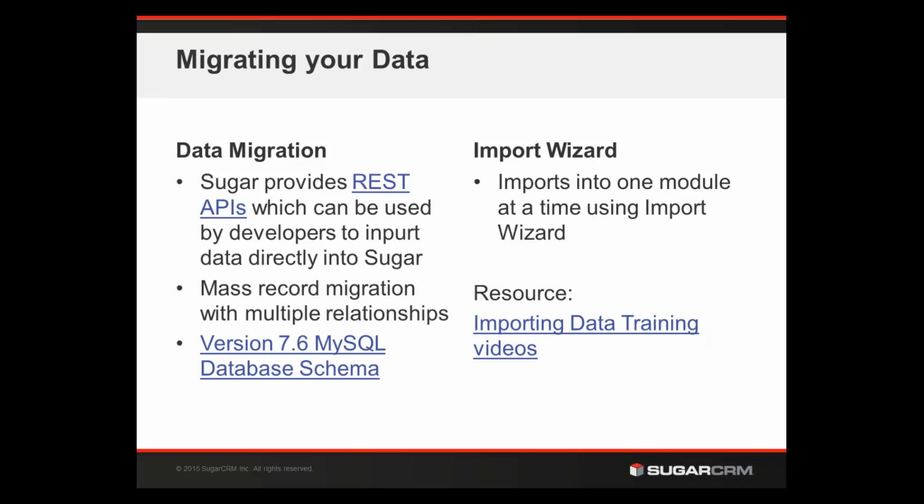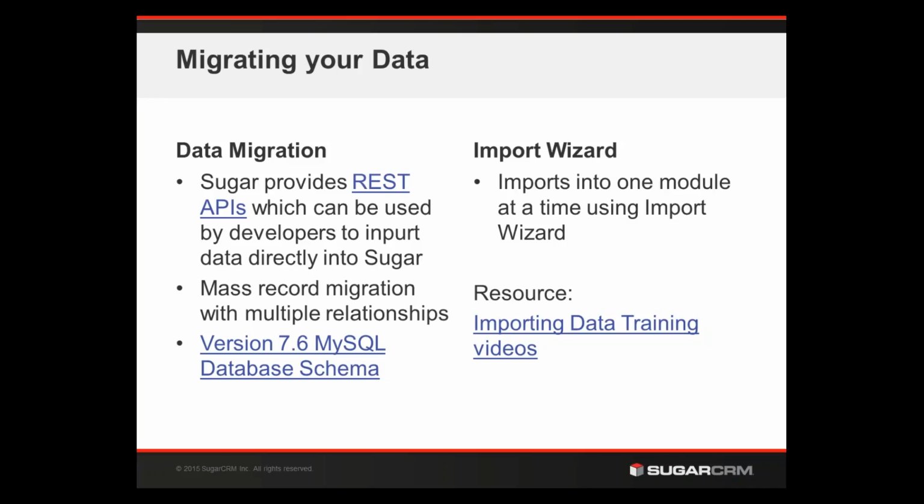And usually you're talking about mass record migration with multiple relationships between modules. If you have a spreadsheet, or you have a very simple CRM, I'm not going to name any, that only has a few modules and you're going to just import those modules one by one into Sugar, then you're going to use the import wizard for that one module. The import wizard only imports to one module at a time. Okay, it doesn't say, I'm just going to import all this data and then Sugar just knows what modules to put it in.